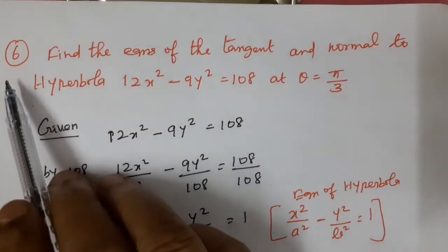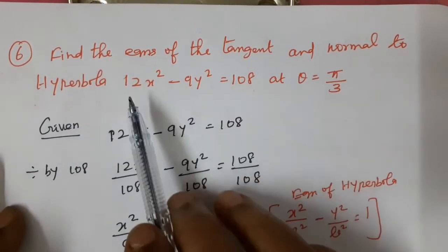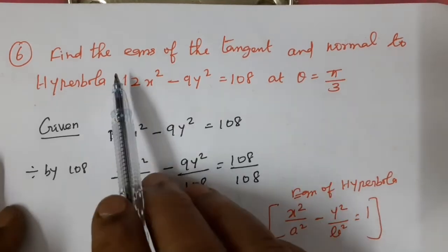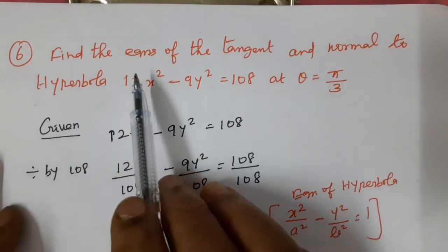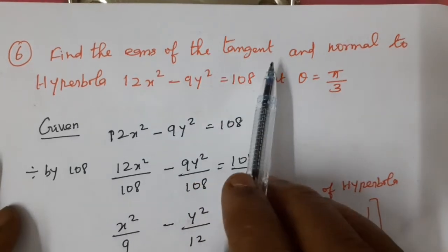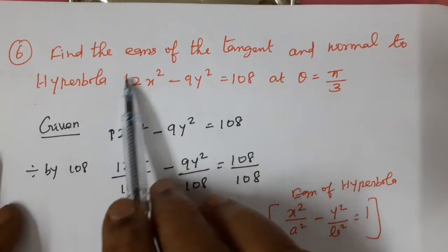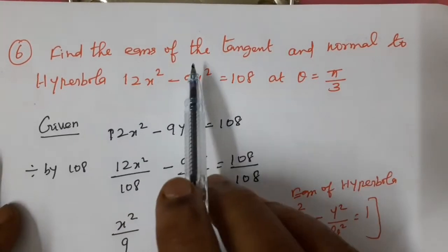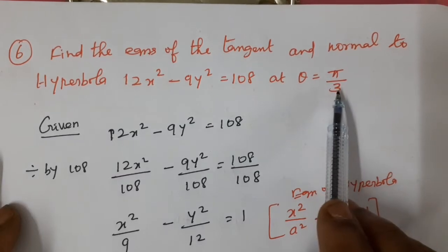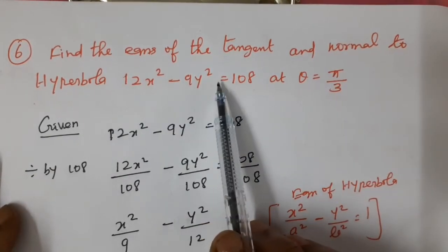See question number 6. The same model only. Find the equation of the tangent and normal to the hyperbola. One more sum I am going to teach as an example, both of the same model. We are going to find the equation of the tangent and normal to the given hyperbola. What is the angle? Angle theta equals pi by 3.